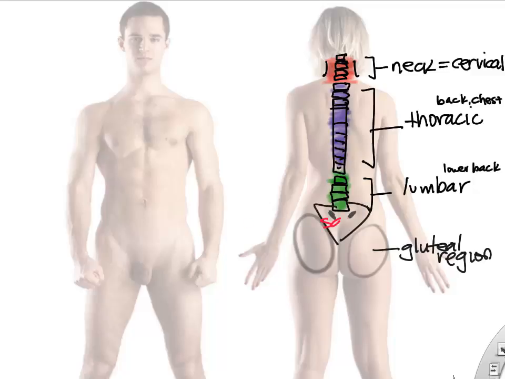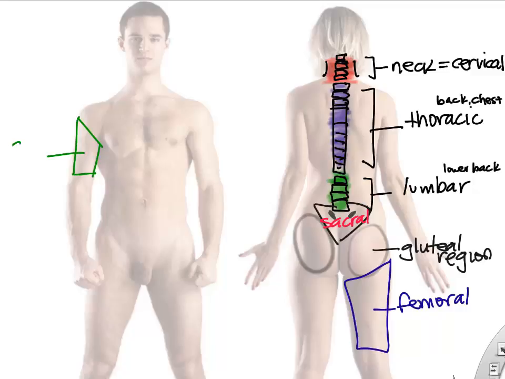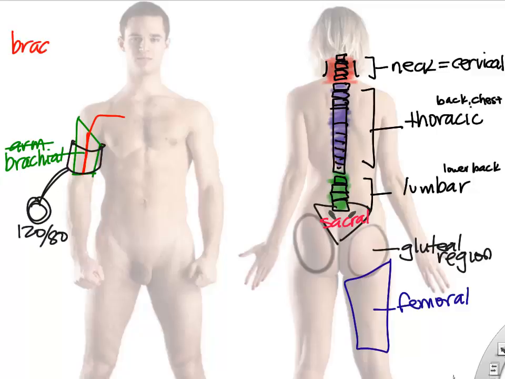The sacral region, you kind of look for those back dimples, and it's this triangular region between the gluteal region, but inferior to the lumbar region. We've got femoral for thigh, brachial for arm. This will come in handy later when we learn other things. For example, the brachial artery, right? We find it right there in the brachial region.